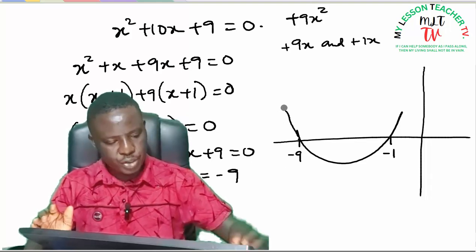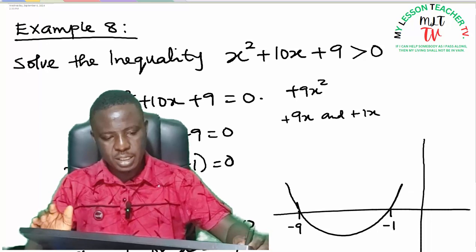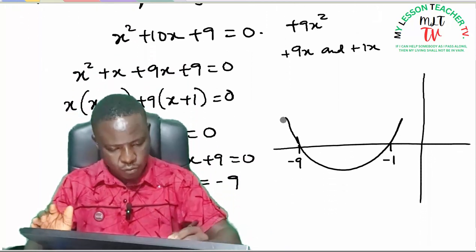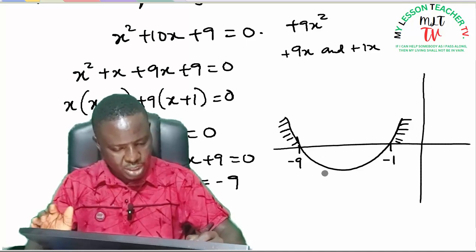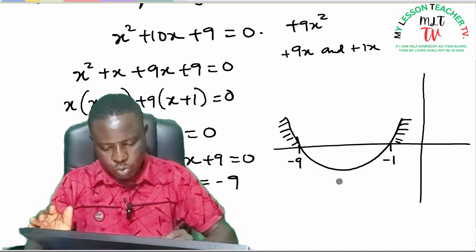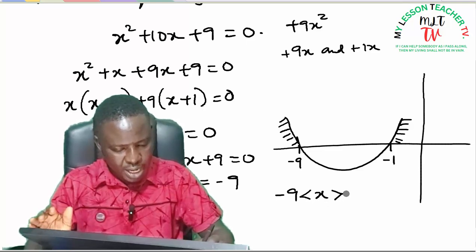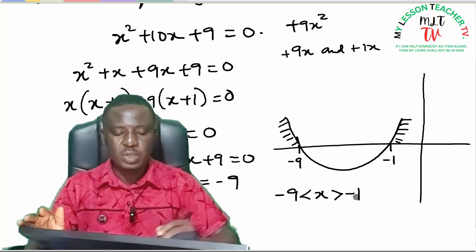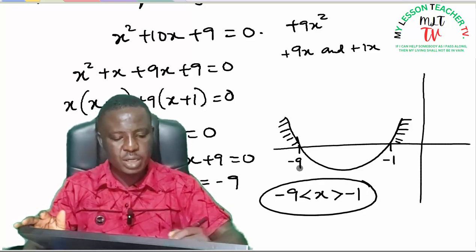So we are looking for the region where this parabola is greater than 0. If you look at it, it is at this region that it is greater than 0, and at this region. At this region, we said it is less than 0. So how do we write that? We have minus 9 is less than x, and x is greater than minus 1. So this is how you represent it in set notation, and graphically, this is how it is represented.